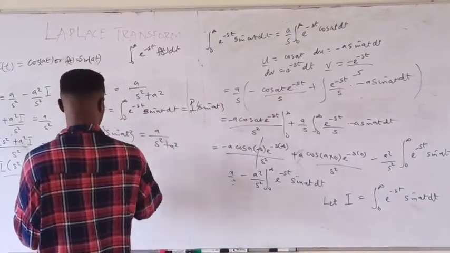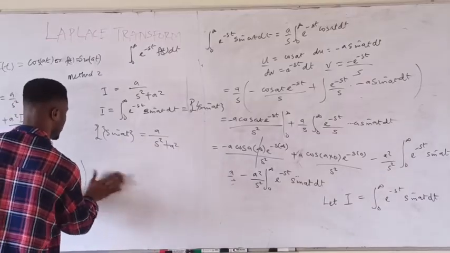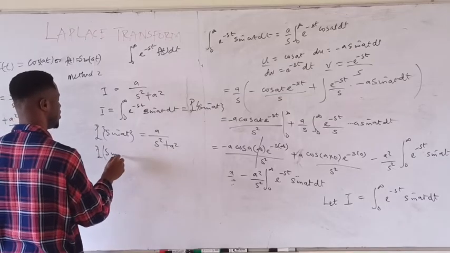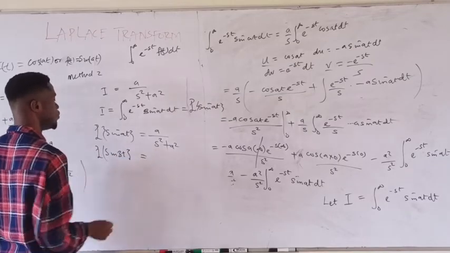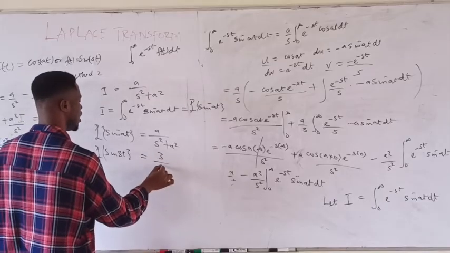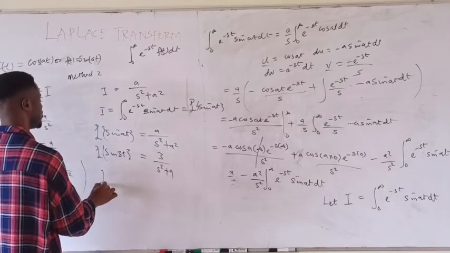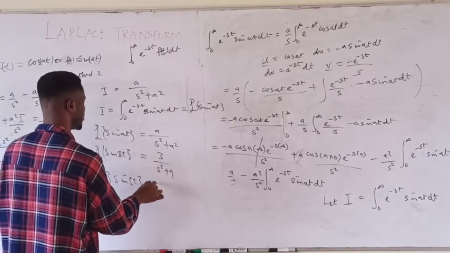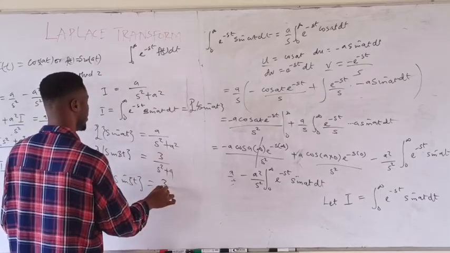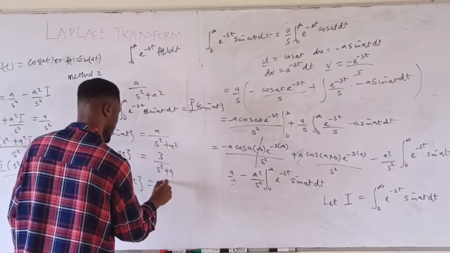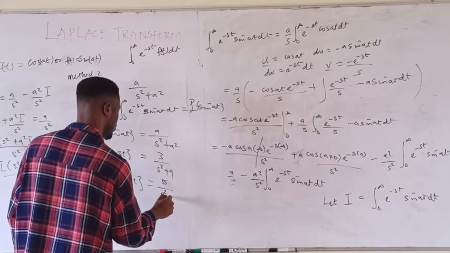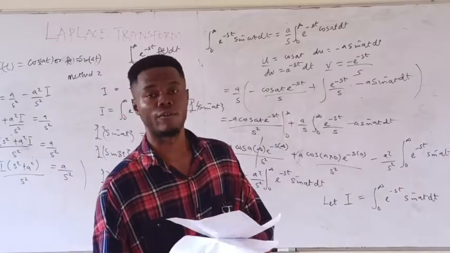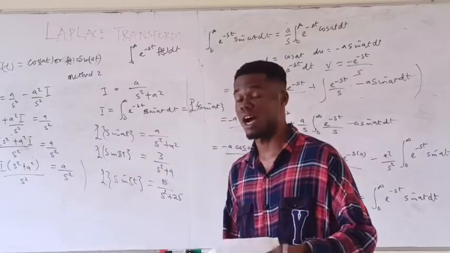So before we close on this one, if you are asked the Laplace of sine 3t, it will give you 3 over s squared plus 9. If they ask you to do the Laplace of maybe sine 5t, sine 5t will give us 5 over s squared plus 25. So this is how to analyze the Laplace of sine at and cosine of at.